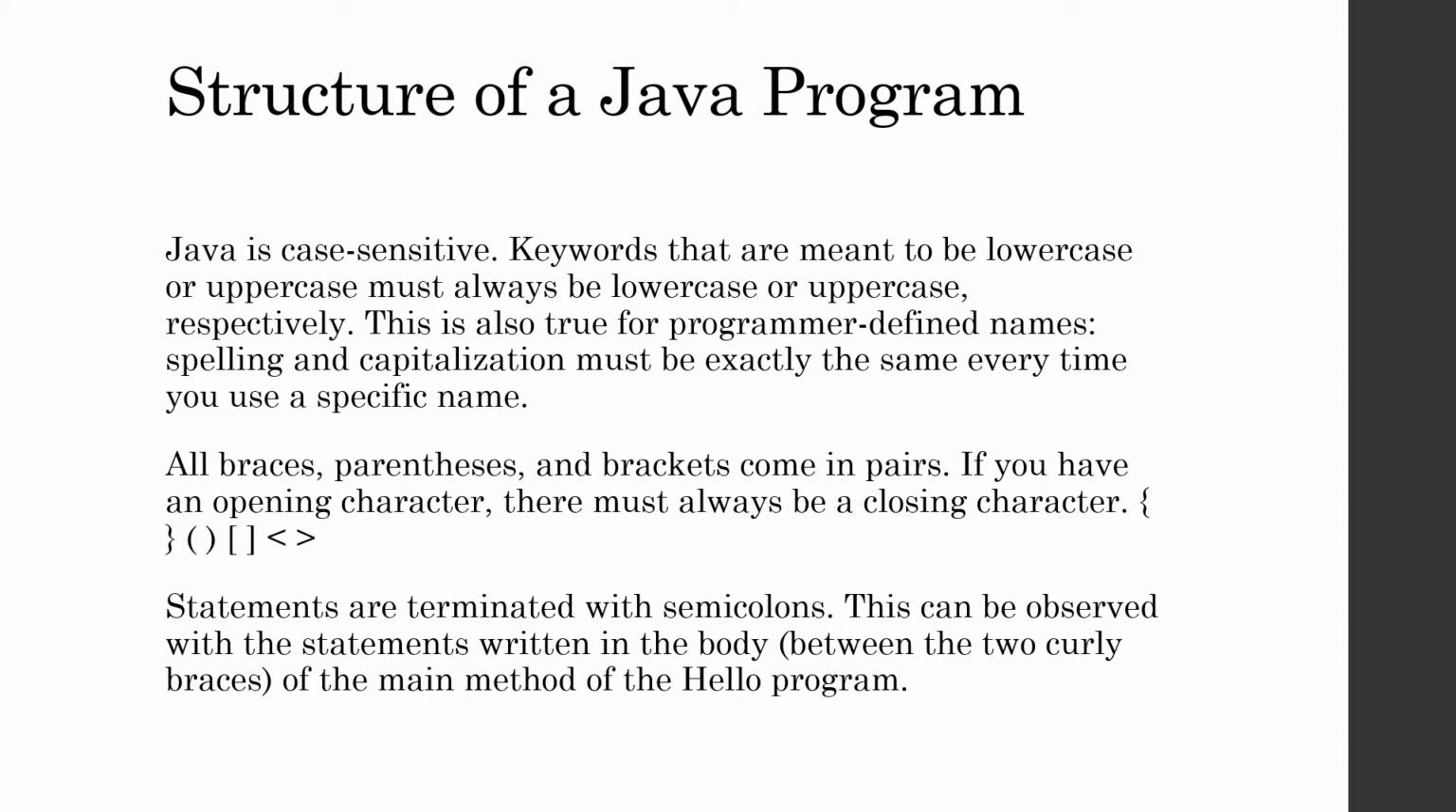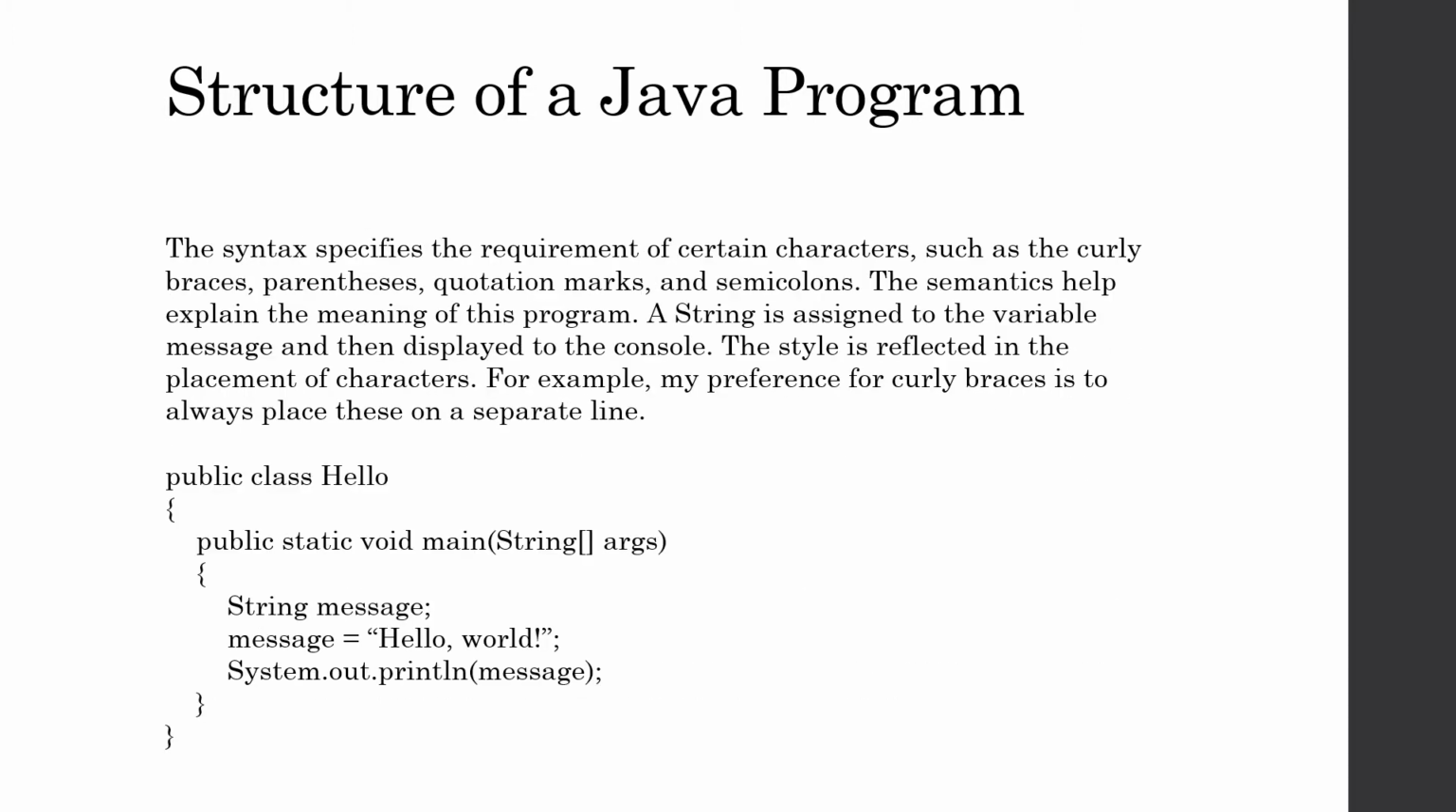And then finally, as I mentioned in the previous video, statements are terminated with semicolons. This is only going to be true for statements. You'll see a couple of different statements in the body, which is all those lines in between the curly braces of the main method of the hello program. Public class hello and public static void main are not actually statements. These are known as headers, and these do not have a semicolon. But the three statements inside of the main method, String message, then message equals, and then System.out.println, each one of those three lines is a statement, and those will be ended with a semicolon.